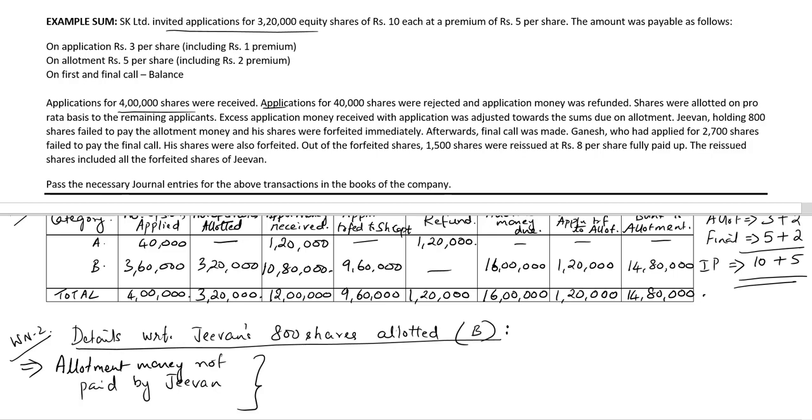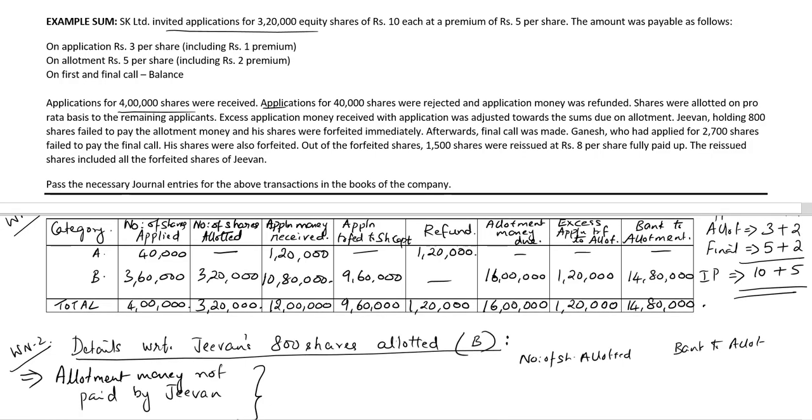The two columns we will take are the number of shares allotted column and the bank to allotment column. In category B, the number of shares allotted is 3,20,000 shares, for which we need to receive rupees 14,80,000.